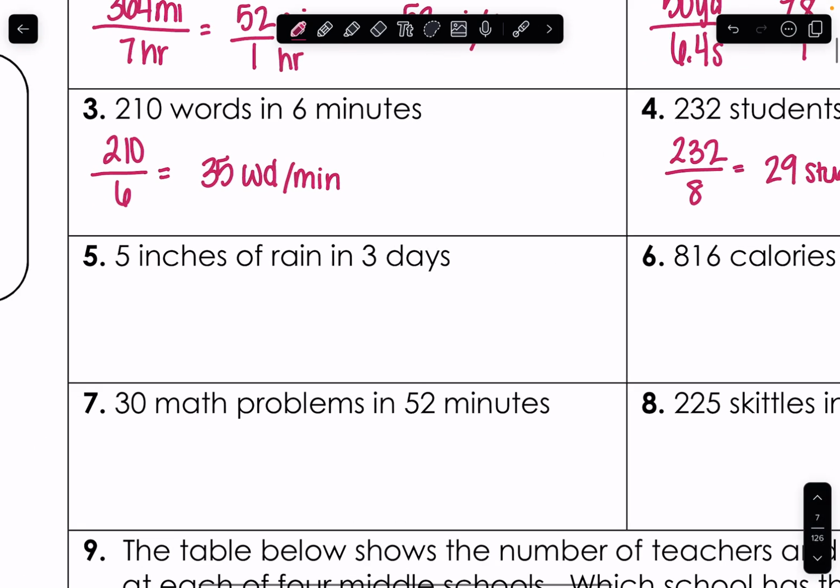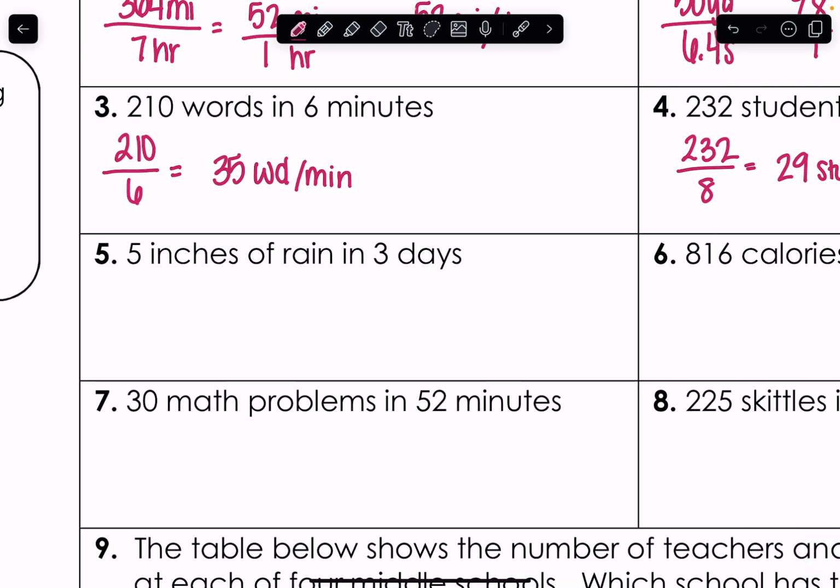Then let's do one more together. 5 inches of rain in 3 days. We can say 5 inches divided by 3 days. 5 divided by 3, rounding, gives me 1.7. Right there it's 1.66, so the number next to it bumps that up to a 7. So 1.7 inches per day.